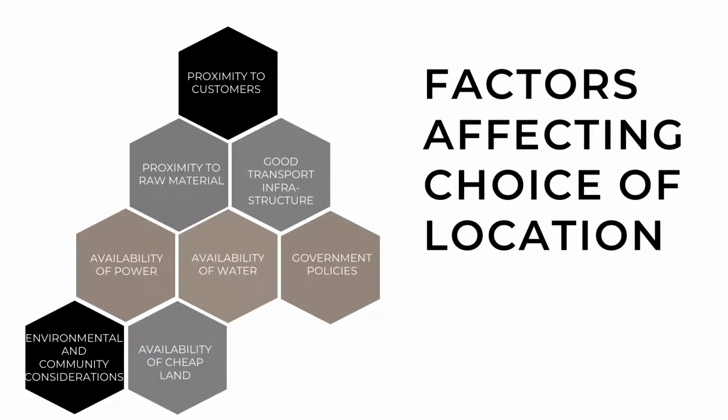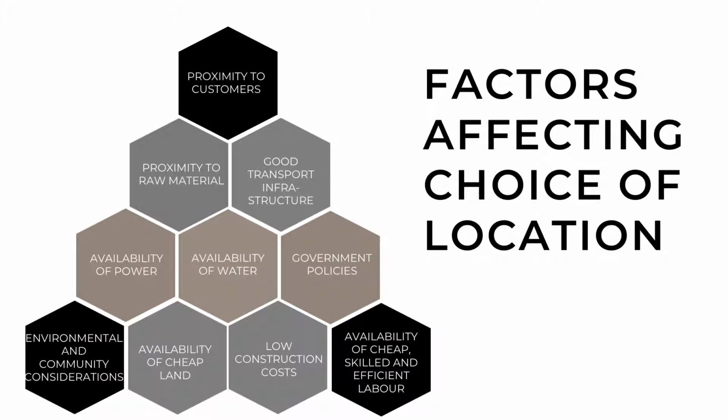Availability of cheap land. You might need to locate your plant in remote areas with low land cost or areas assigned by the government. Low construction costs. Construction costs might be lower at a particular location due to the cheap labor or construction material. Availability of cheap, skilled, and efficient labor. Also, make sure that there are communities near your plant that you can recruit workers from. Again, use the worksheet below to assess various sites and their suitability.